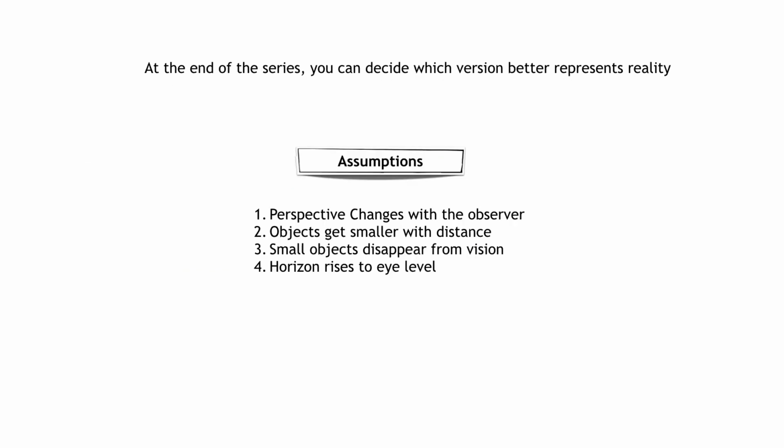The assumptions: perspective changes with the observer, objects get smaller with distance. We've covered those up to this point. Small objects disappear from vision. So again, we've covered those within the first 3 of the series, as well as the horizon rising to eye level.